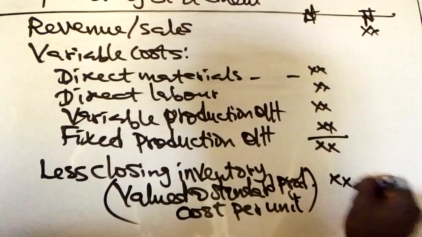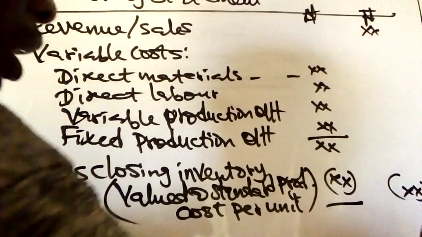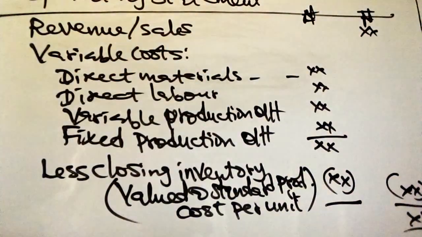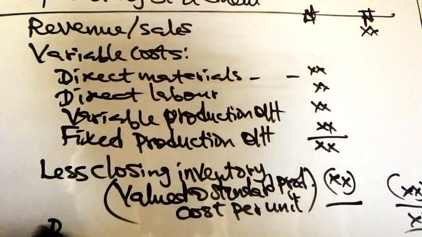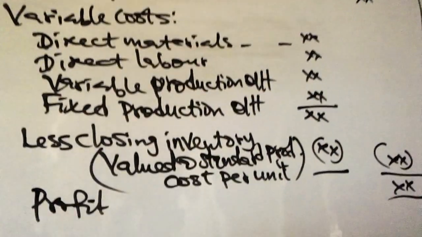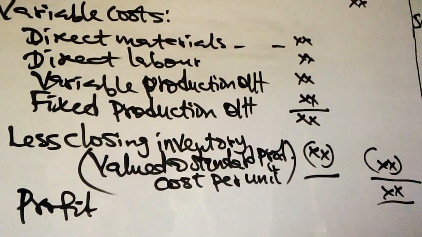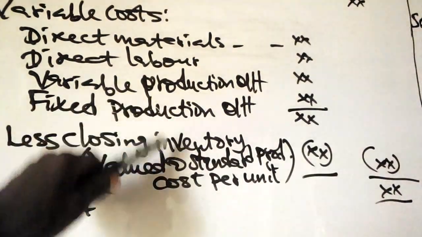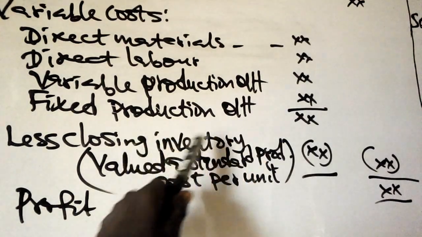That is closing inventory. So when you less that, you have your cost of sales. So you deduct your cost of sales from revenue, then you arrive at the profit. That is absorption costing. If it is marginal costing, the fixed production overheads will be treated as the cost of the period. Then you are going to use your variable production cost to value your closing inventory here.